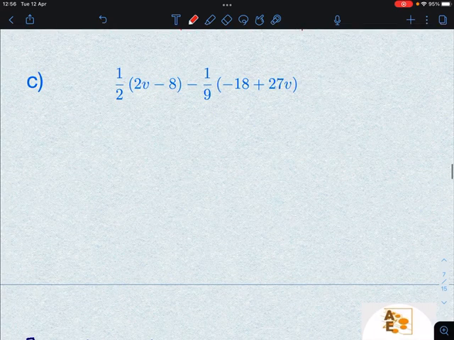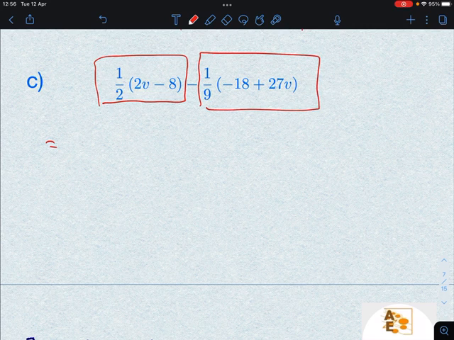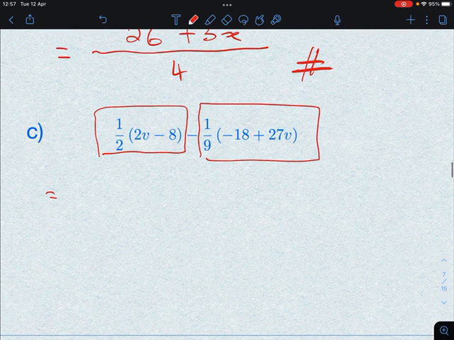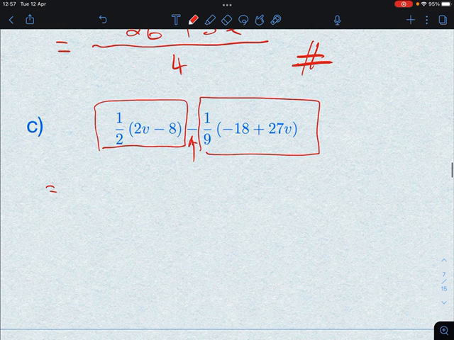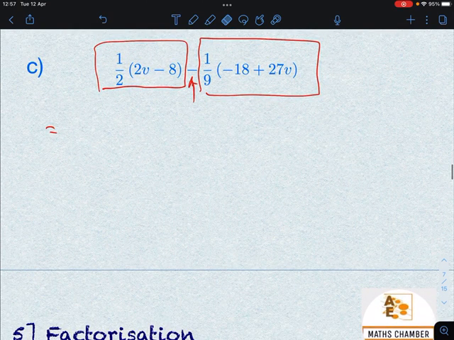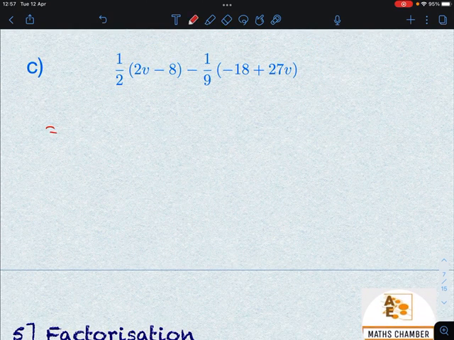Our third question. Equal to, open our bracket. They already give you this, very nicely done. Don't forget the negative part here. Let me just erase the unnecessary bits. So half multiplied by 2v will give you v. And positive half times negative 8 gives you negative 4.